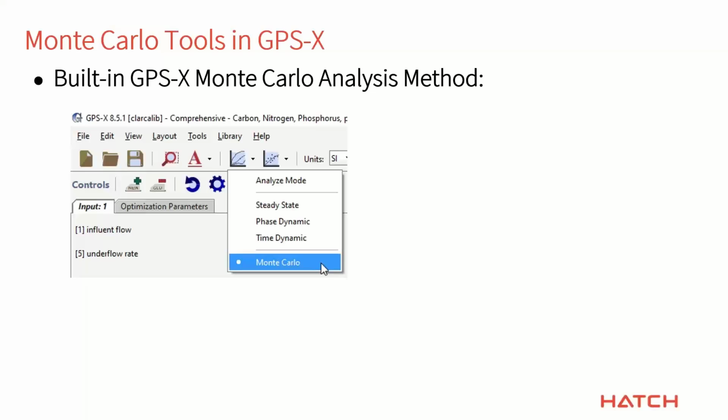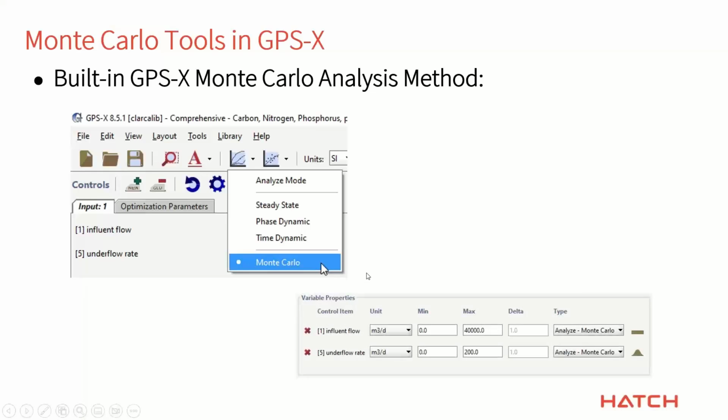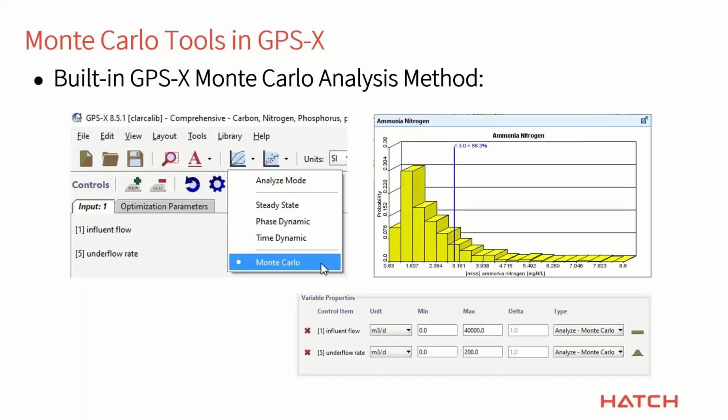The first one is the built-in GPSX Monte Carlo analysis tool. If you click on the Analyzer button, which is this one right here, you'll get this menu, and you can see you can select it from the bottom. You have to pick and choose which parameters you want to use and what those details will be. And Nick will show you how that works in our first case study. And then you can use GPSX's graphing functionality to produce this graph here.